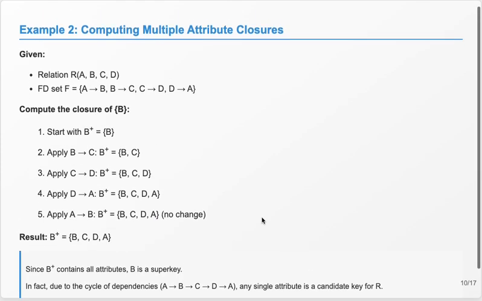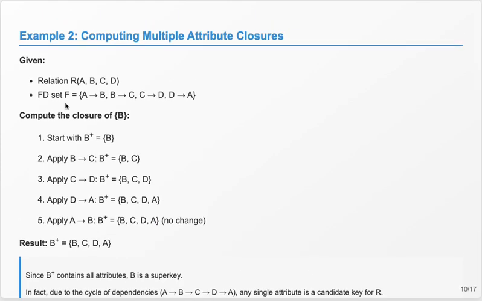Here's another example of computing the attribute closure. We got the relation R, and a set of functional dependencies: A determines B, B determines C, C determines D, D determines A. It almost looks circular, like everything is functionally determining the letter that appears after it.